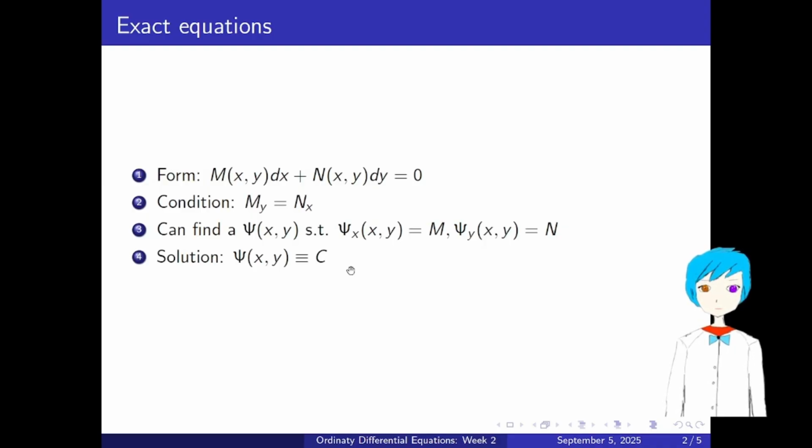So in this sense, using the Clairaut theorem, we can find another function psi such that psi_x equals M and psi_y equals N. So the solution to the exact equation is very simple: just psi equals C, because if we take the differential of this equation, we get M dx plus N dy equals 0. So the key idea to solve them is to find the psi such that psi(x, y), its two partial derivatives correspond with M and N respectively.